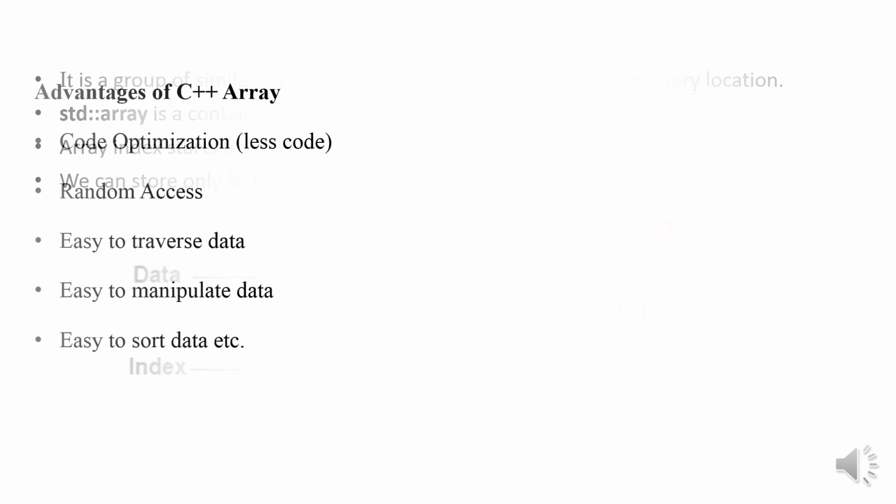Some of the advantages: code optimization, if we use an array, then we have to write less code. Random access, we can access any element by referring to its index value. Easy to traverse, in an array we can traverse from the 0 index to the last index, or from the last index to the 0th index, or from the middle, anywhere in the array. We can manipulate the data easily.